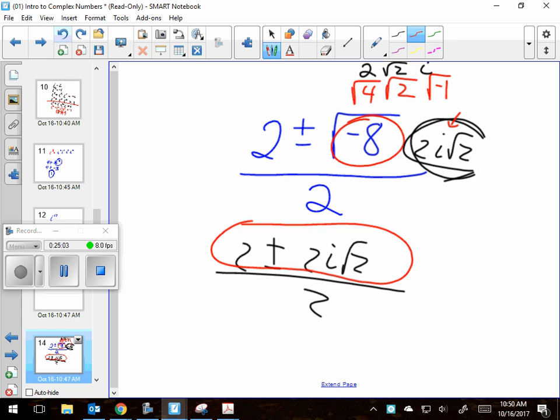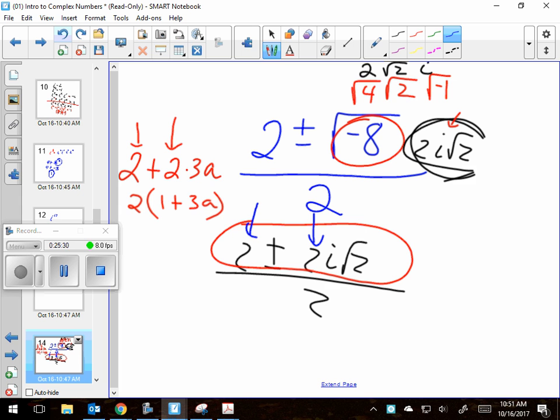All right, now this factoring out part, some people still don't get it. It kind of boils down to this. If I had 2 plus 2 times 3a, I could factor a 2 out of that, and I get 2 times (1 plus 3a). That's essentially what I'm doing. It's just factoring out a 2. There's one here and there's one here, so I can factor it out.